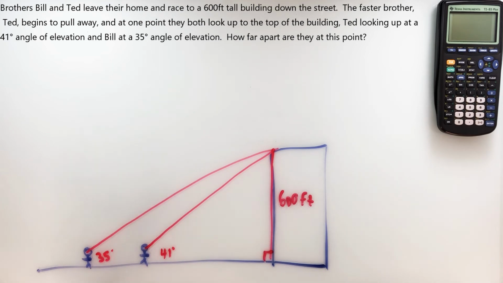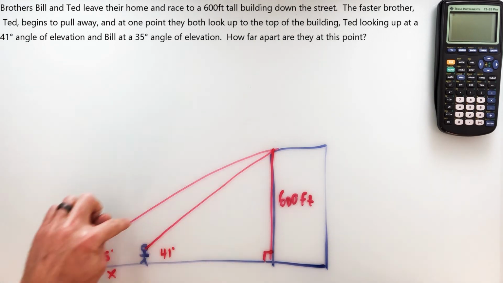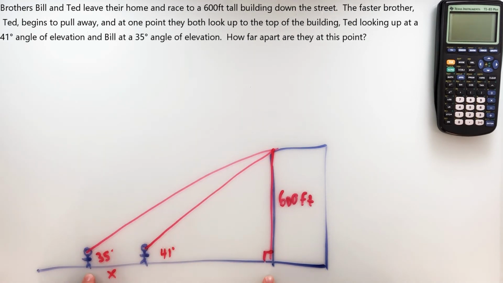Okay, so the question says, what is the distance between the two brothers? So this is really what I'm after. Now this little piece right here isn't a side of a right triangle that I have in my picture. But if I think through what I've got, if I can figure out in this triangle the distance from the building to Ted, then I can do the same thing in the bigger triangle, the distance from the building to Bill. The difference in their distances away from the building will be the distance that they are apart from each other.